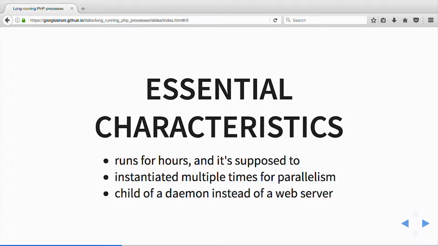And usually they are not the child of a web server at all. These processes, in the Unix sense, are children of another daemon that takes care of starting them and restarting them when needed, or if they crash.